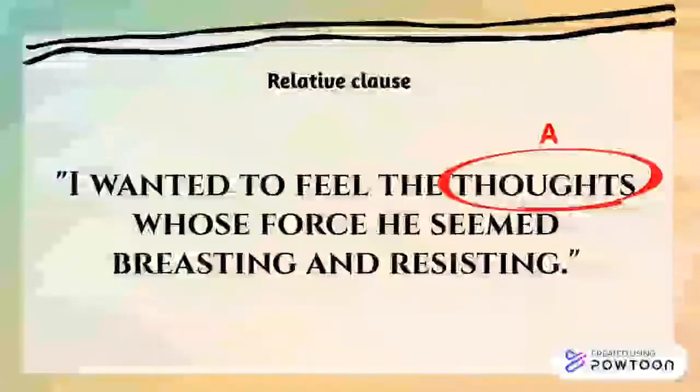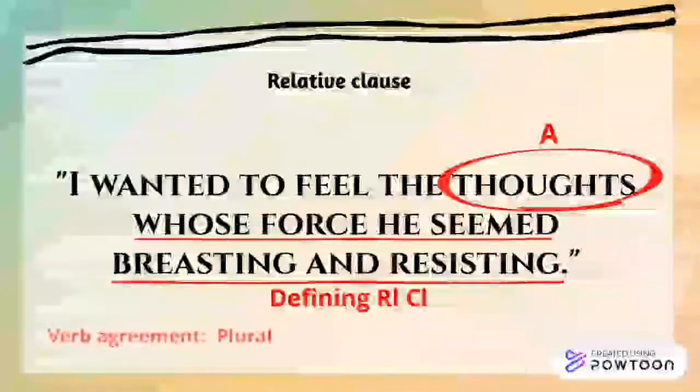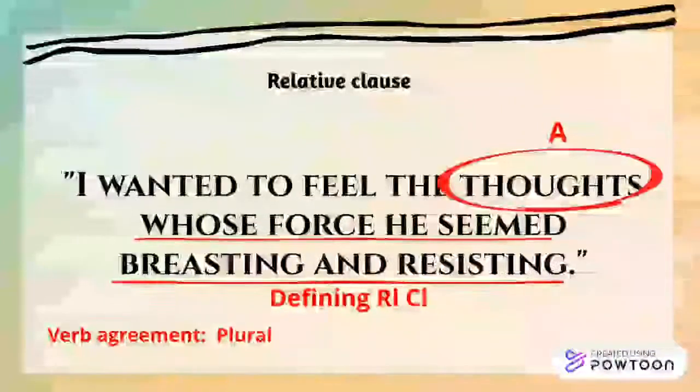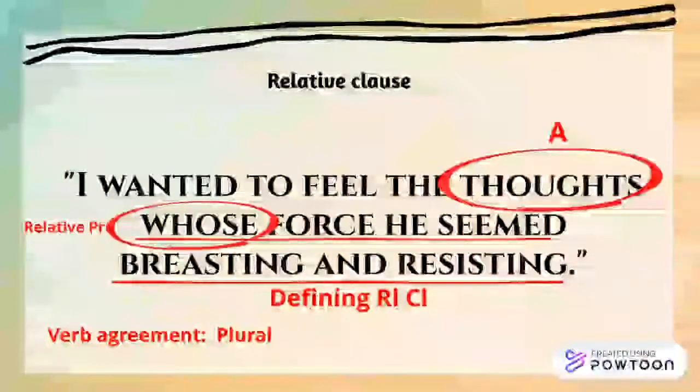The relative clause is defining, since the information is essential to the meaning of the main clause. The verb agreement is plural for thoughts, and the conjugated verb in the relative clause, seemed, is in simple past. The function of the subordinator in the relative clause is relative pronoun as a subject, since the antecedent is a noun.